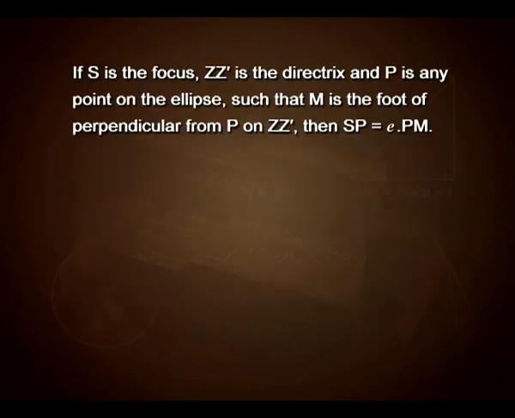If S is the focus, ZZ dash is the directrix and P is any point on the ellipse such that M is the foot of the perpendicular from P on ZZ dash, then SP is equal to e into PM.